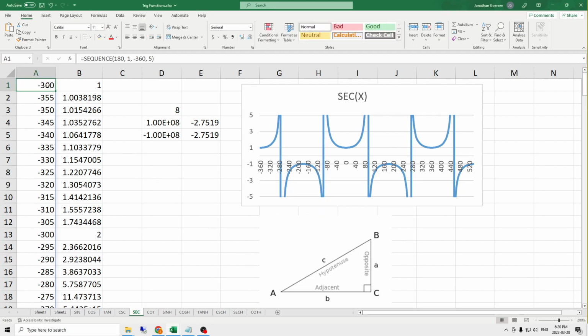In this case, I've generated a list of input values in degrees because I'm an engineer, I think in degrees. And then in column B, I have converted to radians and taken the secant of the appropriate number.